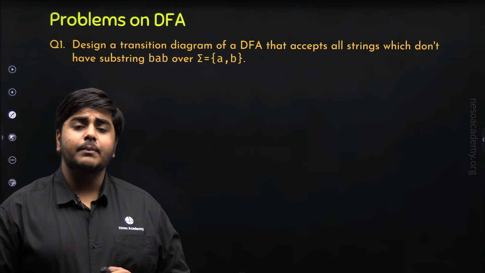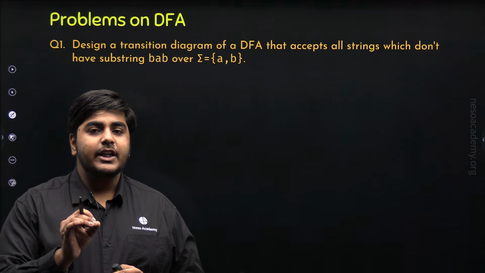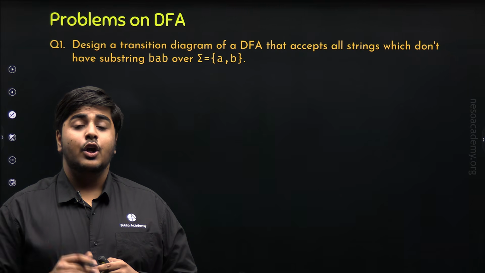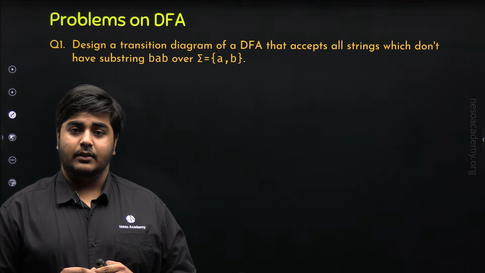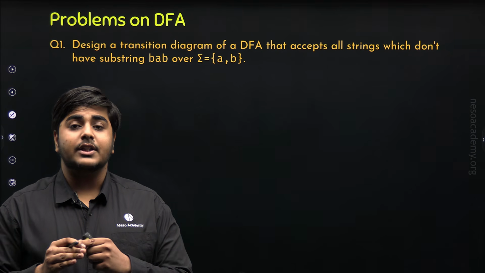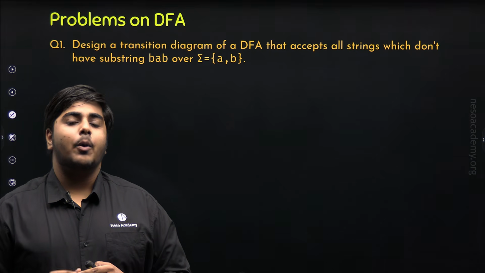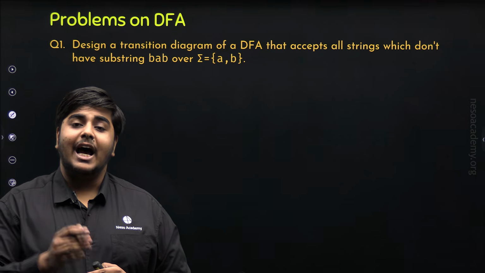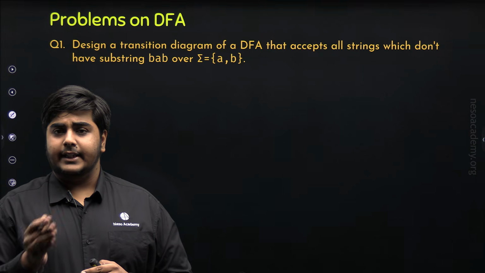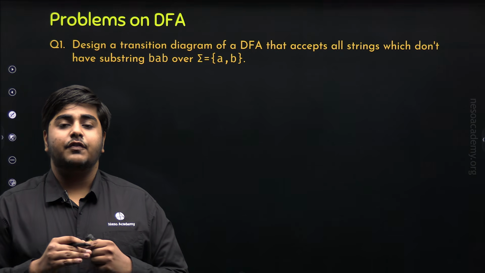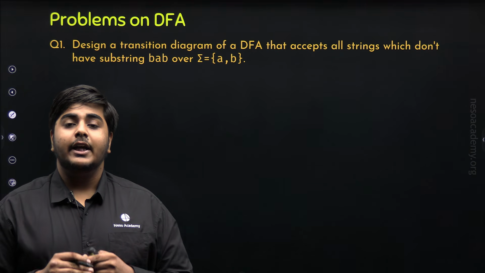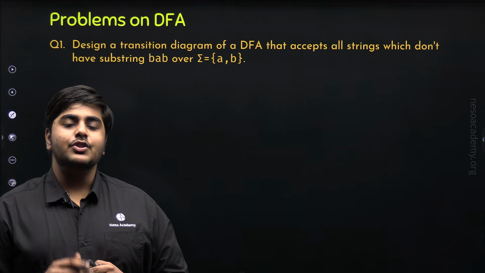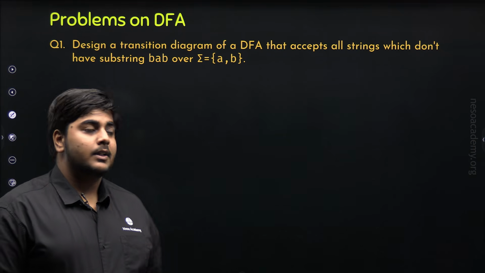So here is an important point to note. Whenever you are required to construct a DFA that accepts the strings which don't have a particular substring, first you need to construct the DFA for the exact opposite condition, that is, for accepting the strings that have the particular substring. And then you need to interchange the final and the non-final states in order to get the required DFA. So we will follow a similar approach to solve this problem.